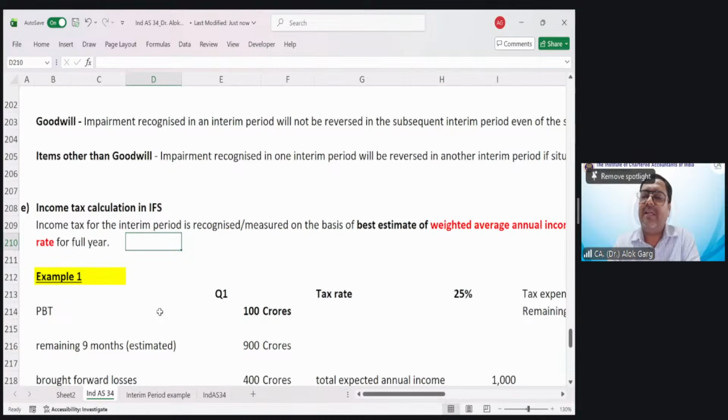Now, my dear friends, tell me whether income tax is a quarterly matter or an annual matter. Ravinder is saying tax is on an annual basis. Are you filing your income tax return on a quarterly basis or an annual basis? You are filing on an annual basis, right? So in the first quarter, it is 100 crore. Probably in the next 3 quarters, if the company earns 500 crore, then the total profit will be 600 crores.